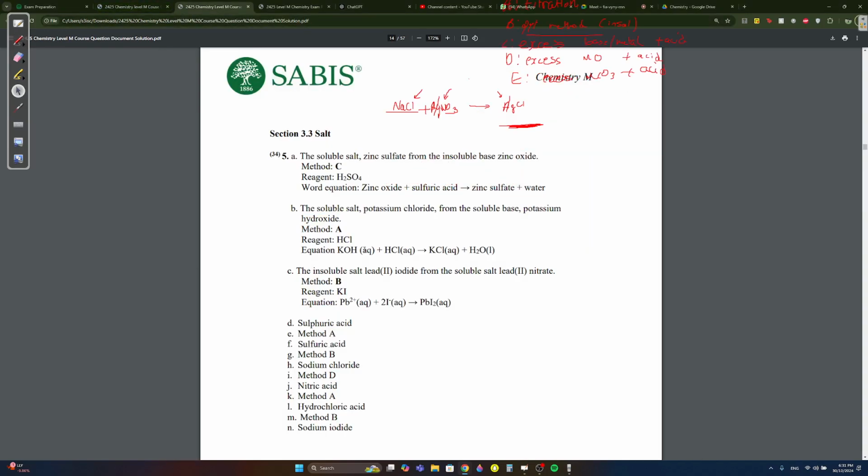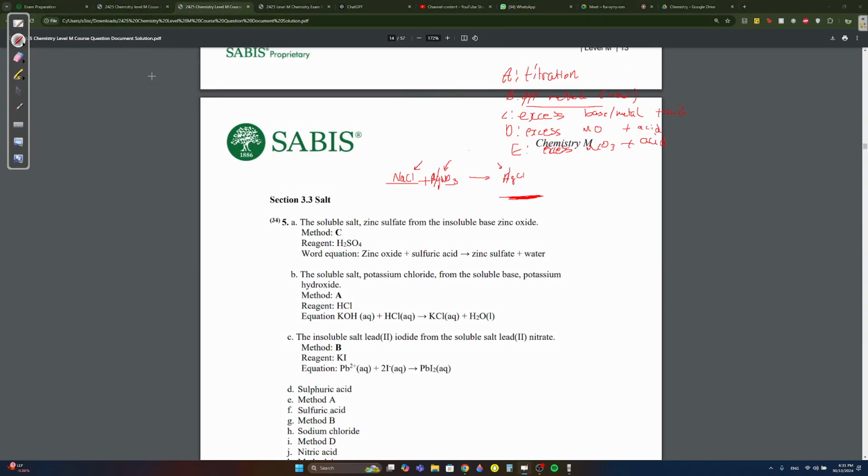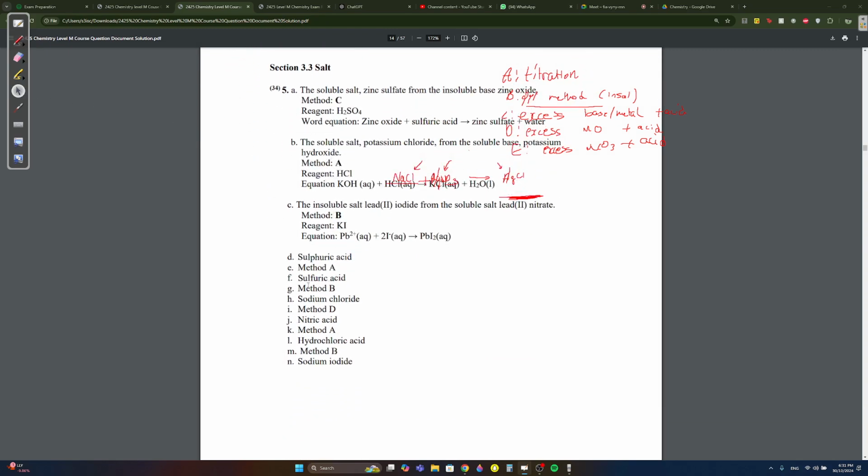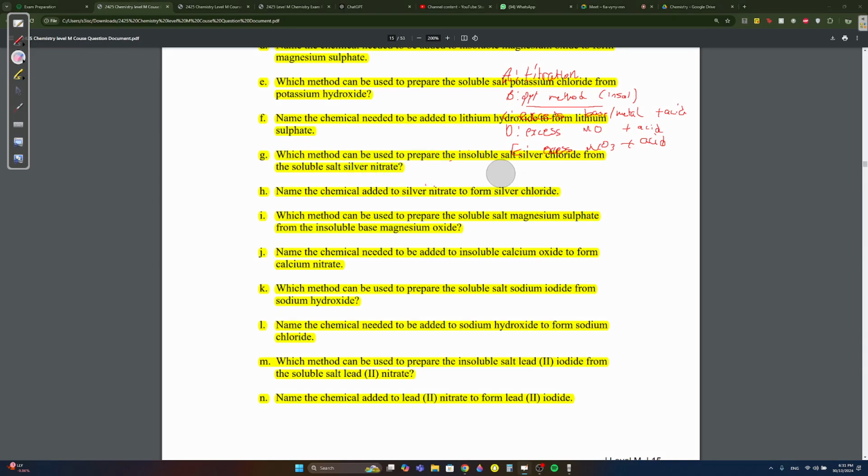So let's see part H. Part H, we said method B, sodium chloride, NaCl. Yeah, they actually took NaCl. Fabulous. Part I, which method can be used to prepare the soluble salt magnesium sulfate from the insoluble base magnesium oxide.